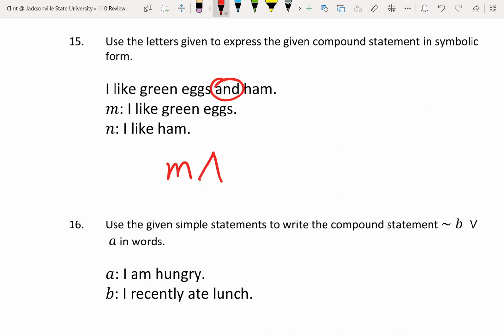Yeah, it's like a capital A without the bar, right, or upside down V. And then we're kind of changing the wording a little bit here, but that's okay. It's the same meaning because we want I like ham. See? So technically we're saying I like green eggs and I like ham. That's okay. It's the same meaning.